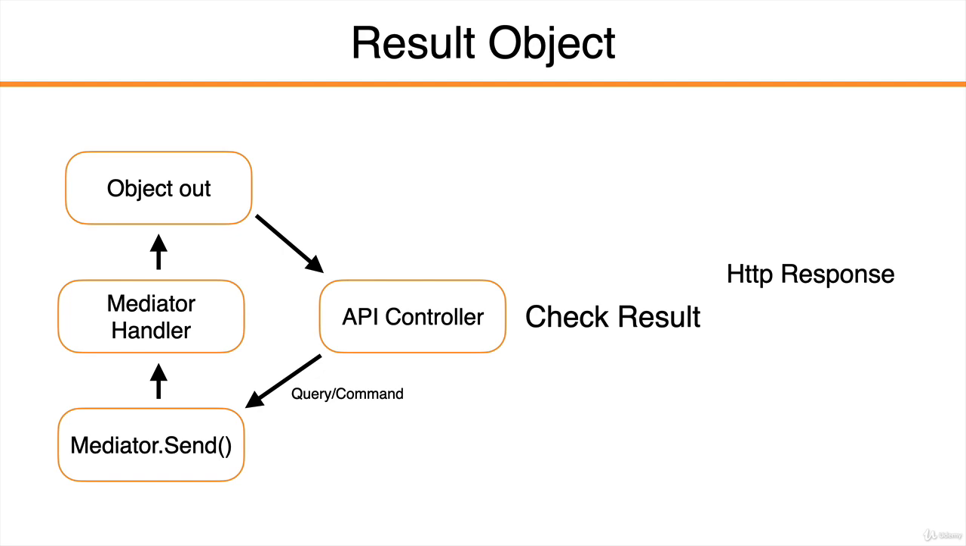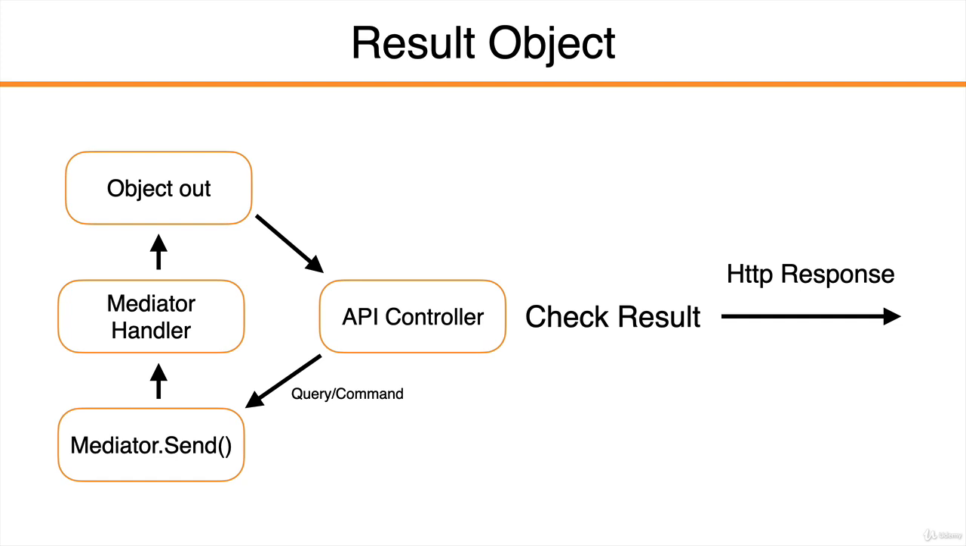And then it's going to be down to the controller to check the result and send an HTTP response depending on what the result is. So that's how we're going to handle this. This will require some refactoring inside our mediator handlers, because instead of returning just the objects that we're looking for, we're going to have to return a result object now, so that our API can check what's inside the result object and send the appropriate HTTP response. So that's what we're aiming towards in this section.